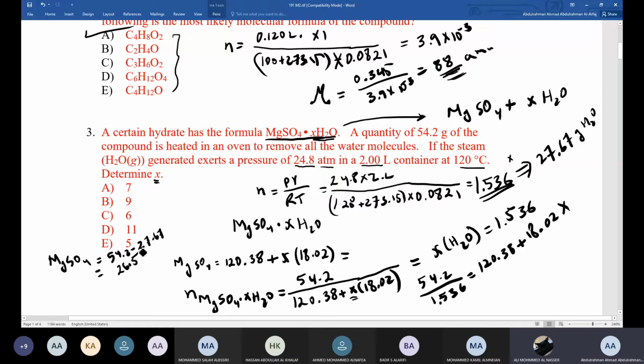26.5 grams. Good. Calculate the number of moles. The molar mass of MgSO4 is 120.38. The mass, you mean? Yes. Find the mass of MgSO4 from the periodic table, then divide this number by the molar mass.